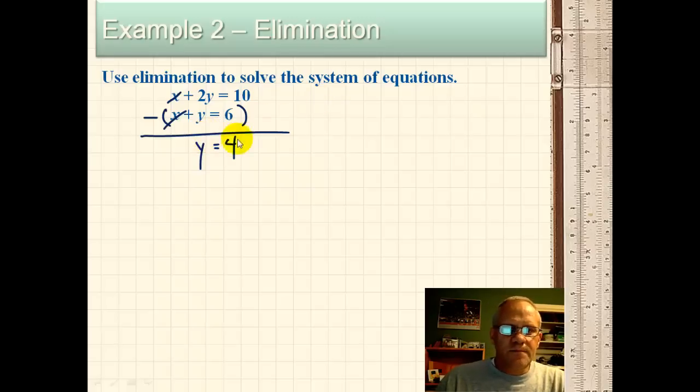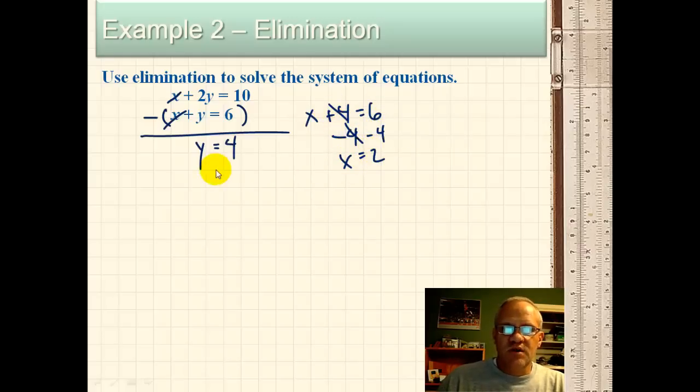Once we know that y is 4, we want to plug this back in to one of these equations. Caitlin, what do you think you'd like to do? Plug it into the second one? Okay, good. I would too. So you have x plus 4 equals 6, and then all we have to do is subtract 4.